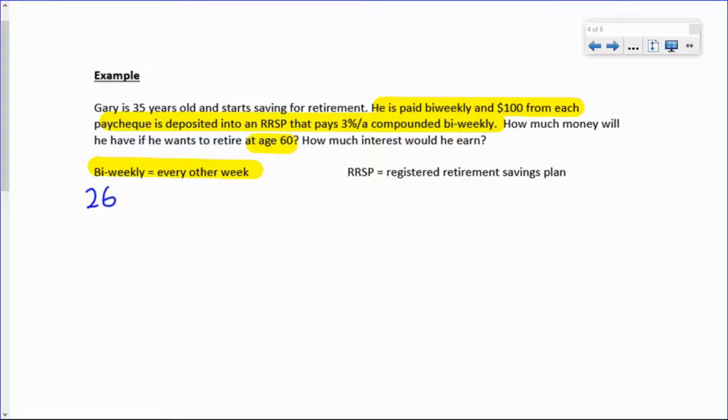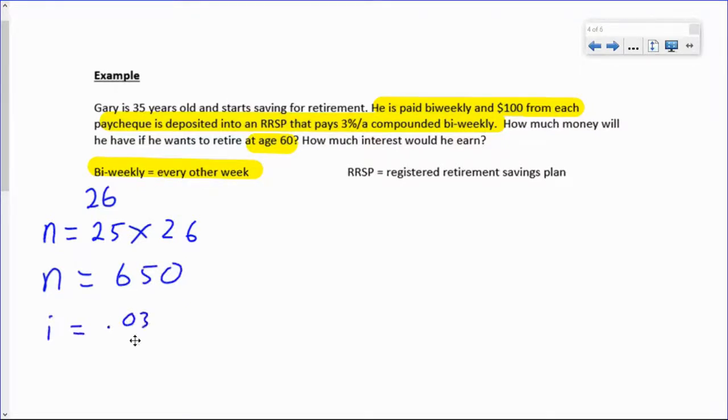So the number of payments in this example will be 25 years times 26 paychecks in a year, which gives us 650 regular payments. Now the interest rate is 0.03, but it's compounded bi-weekly, so we'll divide by 26. Now there aren't exactly 52 weeks in a year, but we're not going to worry about that too much. This is still going to give us a pretty close to the right answer. So let's just look at calculating the future value here.